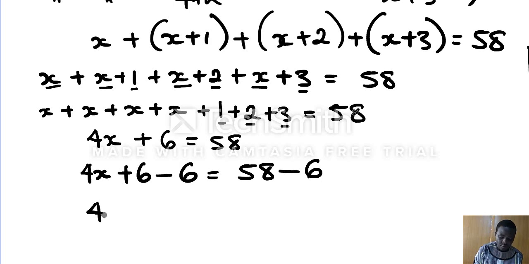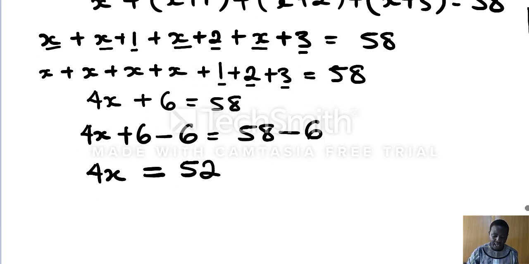And this becomes 4x plus 6 minus 6 becomes 0. This is equal to 58 minus 6. 58 minus 6 will give us what? 52. So simplifying it further, we now have 4x is equal to 52. That is 4 times x will give you 52. So what is that number? What is x? And how do I get x?